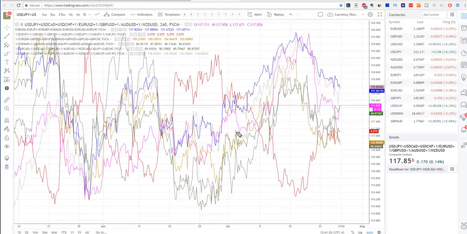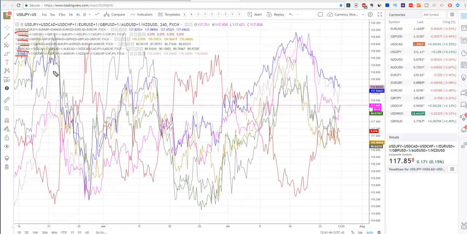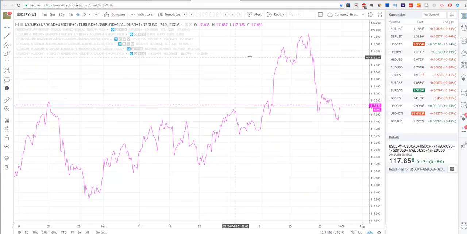So in front of me on my screen, we have what we call the currency strength chart. This combines all the euro pairs, all the Japanese yen pairs, all the GBP pairs, all the Australian dollar pairs, Canadian dollar pairs, and Swiss franc pairs, and of course all the USD pairs. What I mean by that is if we go in here and hide all of them but this first one, this is USD plus Canadian dollar, Swiss franc, euro, GBP, Australian dollar, New Zealand dollar, etc.